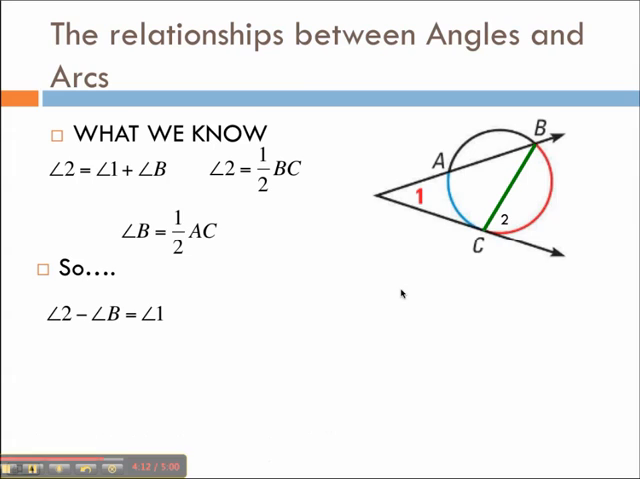We're trying to figure out this relationship regarding this angle outside, so let's solve our first equation for angle 1 by simply subtracting angle B from both sides. Thank you, algebra properties. And now let's substitute a few things in. Replacing angle 2 with 1/2 arc BC, replacing angle B with 1/2 arc AC. We're just about there. We can simplify and see that angle 1, the angle outside the circle, is equal to 1/2 the difference of the intercepted arcs.